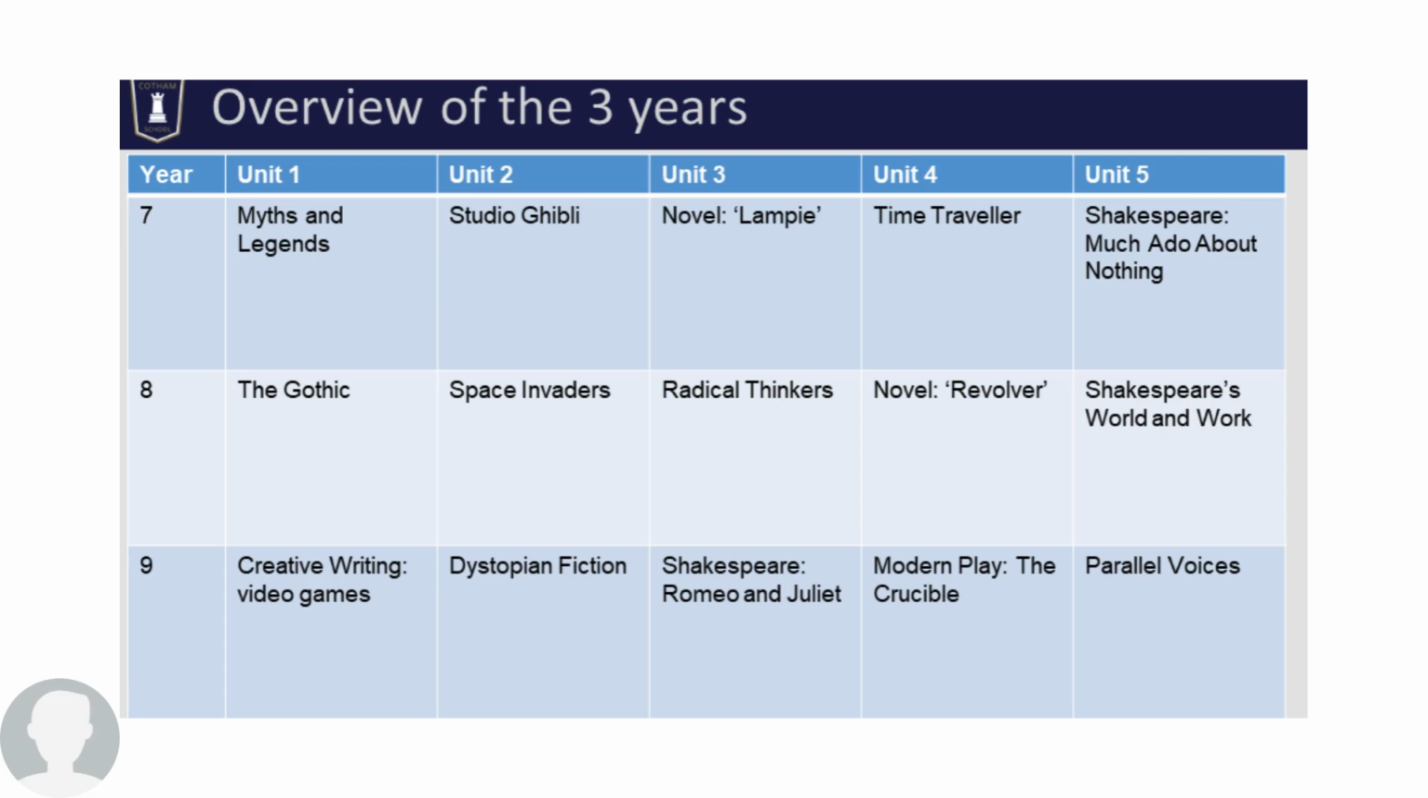And moving on to year 8, we start off looking at the Gothic. We read some famous examples of particularly Victorian Gothic writers, but also some more modern Gothic writers. And we look at how we can write in that Gothic style, how we can adapt that style of writing.